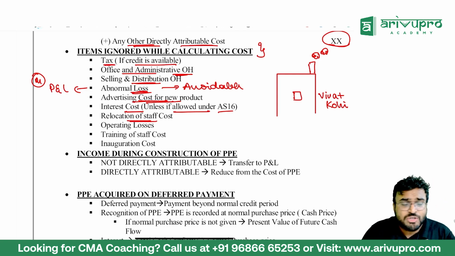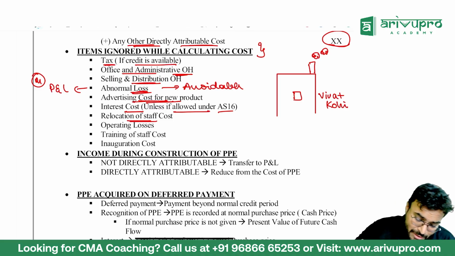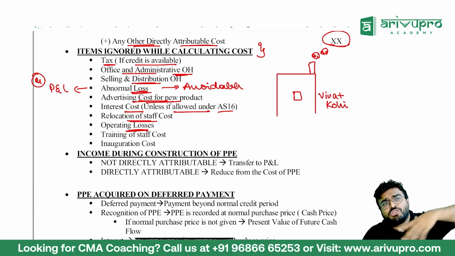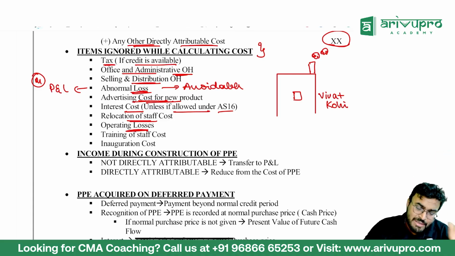Relocation of staff cost. We took the staff from one factory and put them to another factory. That is not going to be considered as the cost of the PPE. Operating losses. You cannot tell, oh, I constructed one building, first year I have lost, that loss also I will add it to the cost of the building itself. No, it will be taken separately.